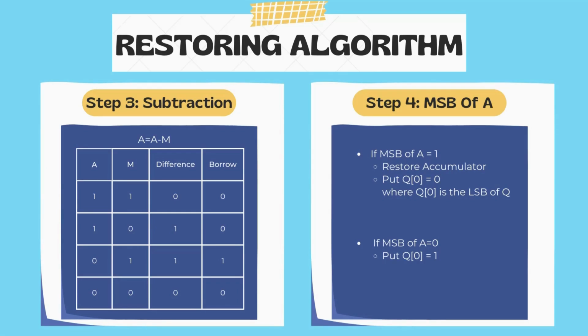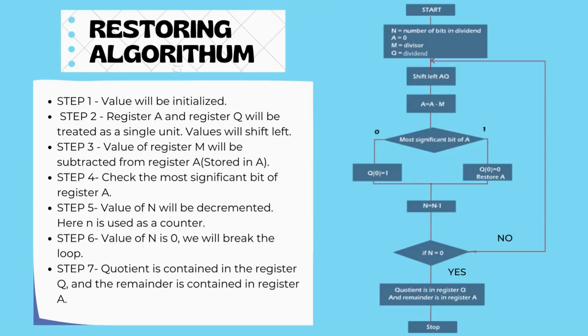If the MSB is equal to 1, then the accumulator will be restored, and the LSB of Q, which is the dividend, will be set to 0, and this is denoted by Q[0]. If the MSB of the accumulator is 0, then Q[0] is set to 1. Now let us look at the flowchart. In this process, initialization takes place, then the shift left operation is performed on the accumulator and Q, which will be shown in the example further.